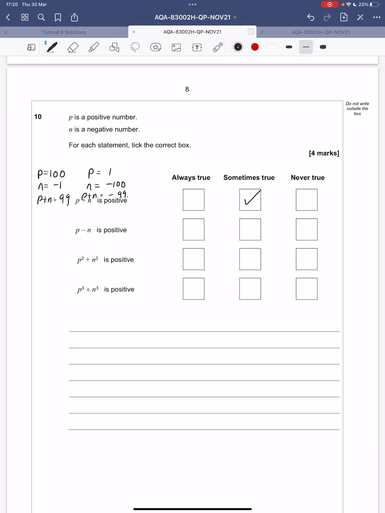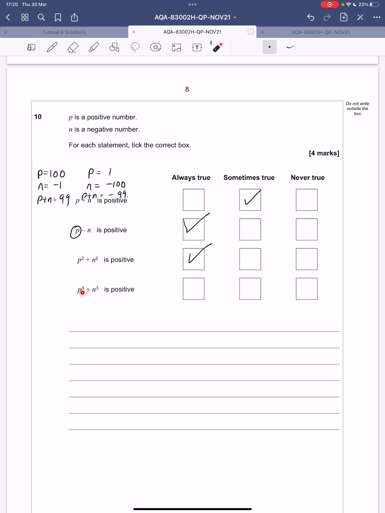P minus N is positive. Now, if P is positive to start off with, and we're subtracting a negative number, the 2 minuses make a plus. So that one is always true. P squared plus N squared is positive. That's always true, because P squared is positive, and N, if it's negative, when you square a negative number, it becomes positive. So that's always true.